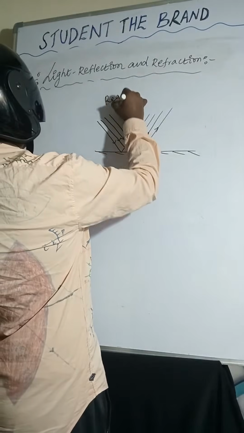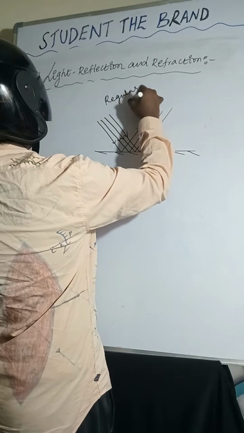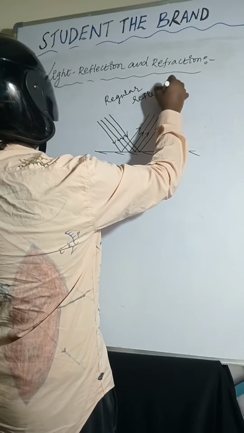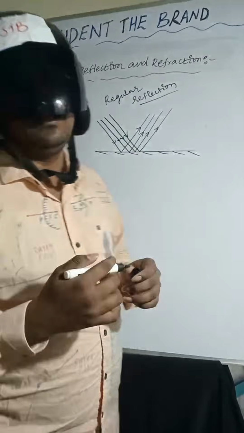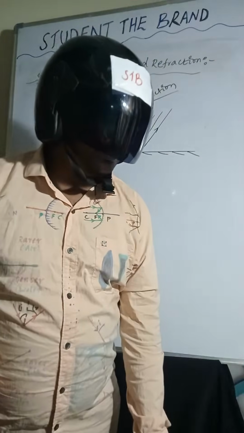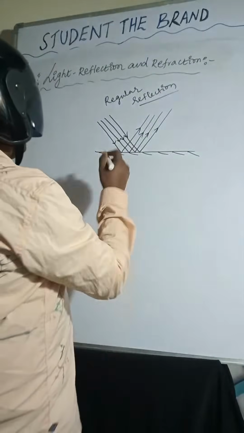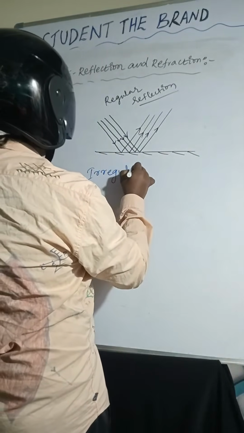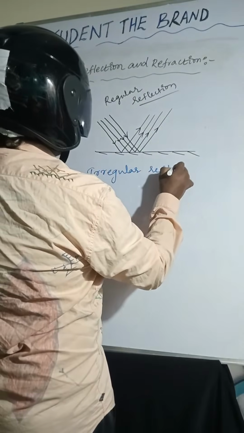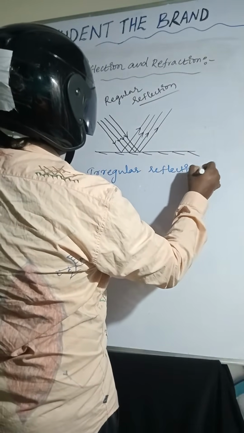Regular reflection takes place on a smooth surface. Coming to irregular reflection, I am taking irregular reflection here.